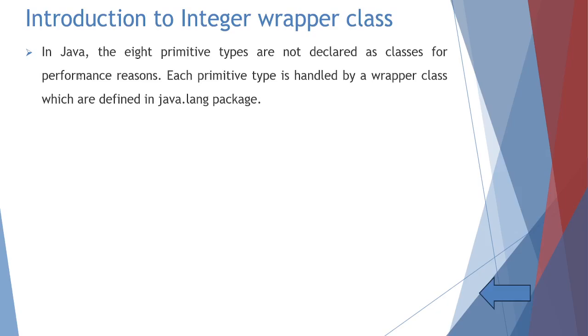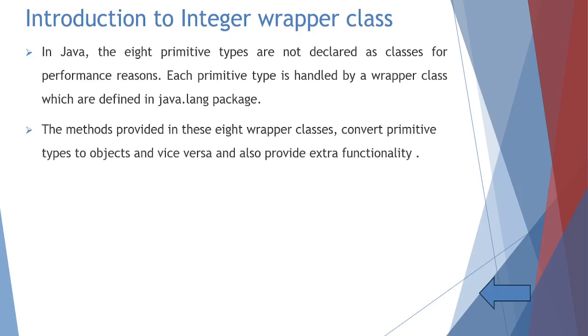In Java, the 8 primitive types are not declared as classes for performance reasons. Each primitive type is handled by a wrapper class, and all these wrapper classes are defined in the java.lang package. The methods provided in these 8 wrapper classes convert primitive types to objects and vice versa, and also provide extra functionality. The Integer wrapper class wraps around primitive type int.